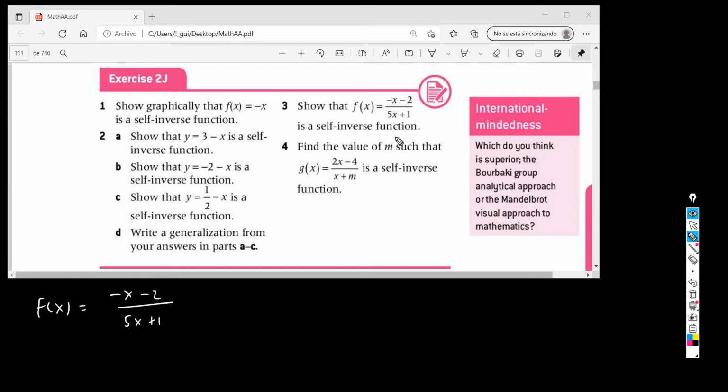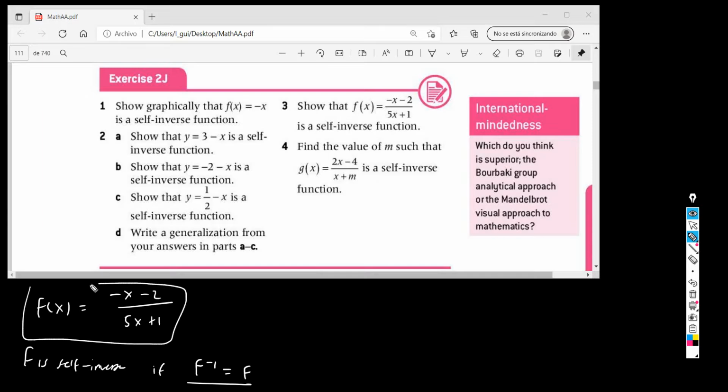What is a self-inverse function? We say that f is self-inverse if f inverse is the same as f. This is not true for all functions, guys. Only for a specific set of functions do we have that a function and its inverse are actually the same function. Which is the case for this one according to this problem. Let's show that. This is f of x. Let's find its inverse.